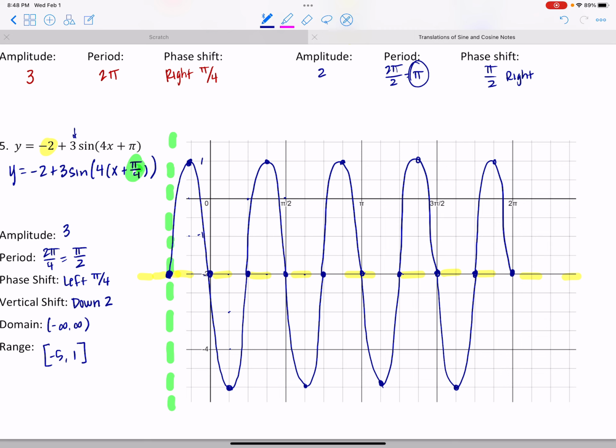So again, the key, if you're shifting up or down, shift your midline. If you're shifting left or right, shift what we normally use the y-axis as our reference, shift that, and then use that as your start. The rest of the work is pretty much the same. We're just not counting cycles in 0 to 2 pi because we shift sometimes. So you really want to rely on that period to make sure you're going the correct length for one cycle.